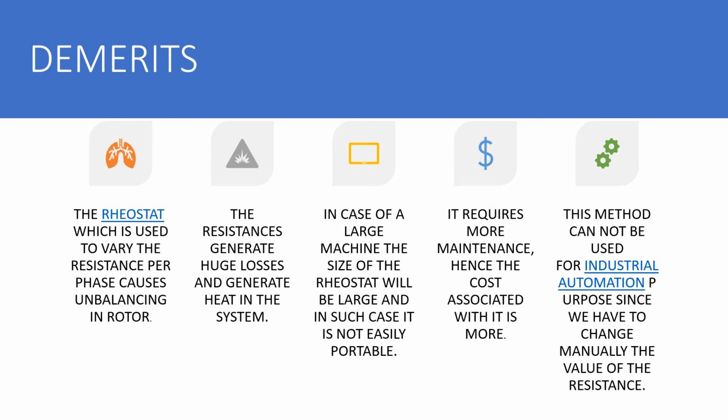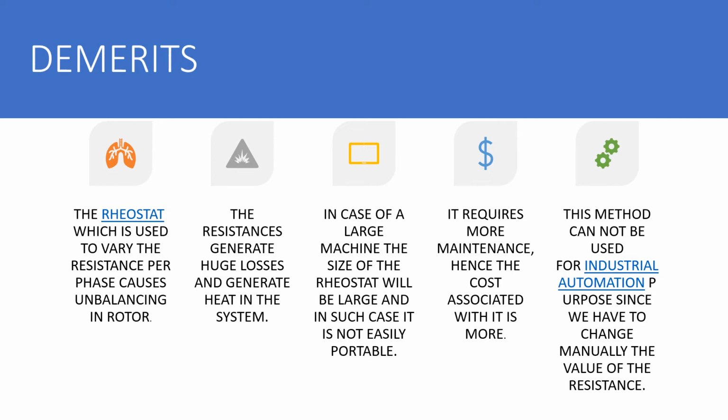A few of them are listed here. The rheostat, which is used to vary the resistance per phase, causes unbalancing in the rotor, and the resistances generate huge losses and heat in the system. In the case of a large machine, the size of the rheostat will also be large and unaffordable, and it requires more maintenance, hence the cost associated with it is more. This method cannot be used for industrial automation purposes, as we have to change the value of the resistances manually and frequently. So these are all the demerits.